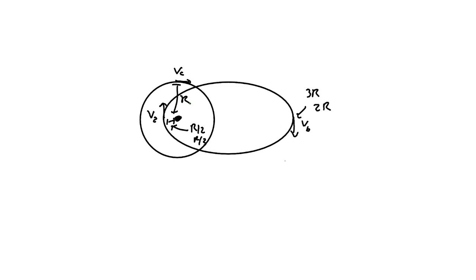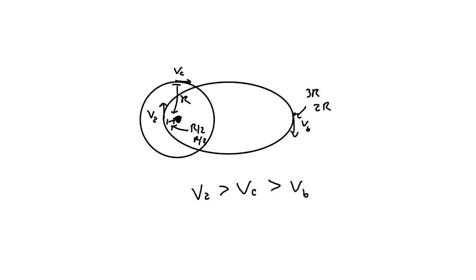Remember our conservation of angular momentum. So the greater the radius, the further away an object is from the star, its velocity is going to be less. So we know that the velocity here, which is the closest, VA, is going to be greater than VC, which is greater than VB.